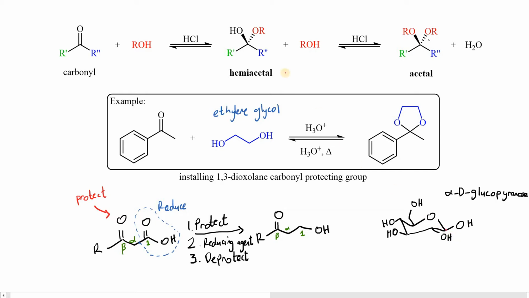But if we react alpha-D-glucopyranose, the cyclic form of glucose, with some equivalent of alcohol, let's say ethanol, we can form a full acetal. In the context of sugars, those are glycosides. Now, this is an acetal carbon, because it resembles this general structure here. And I should mention it's not alpha, but it's beta. So now let's dive into the mechanism. How do we go from a carbonyl to an acetal, such as this 1,3-dioxolane protecting group?